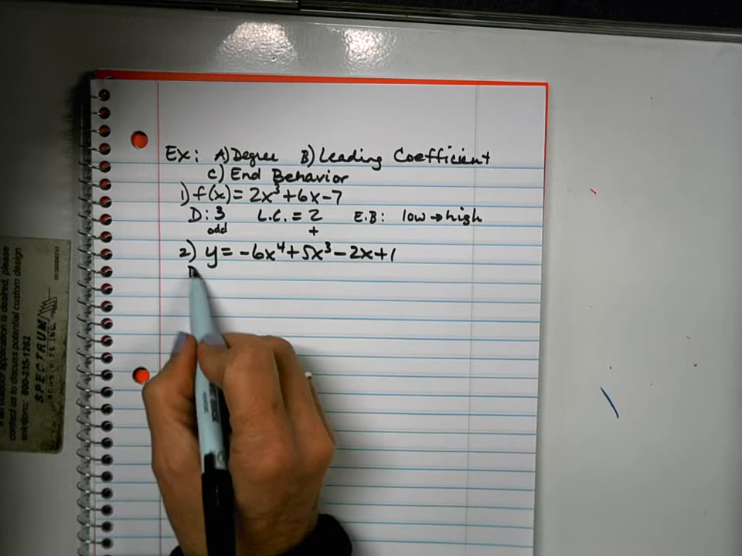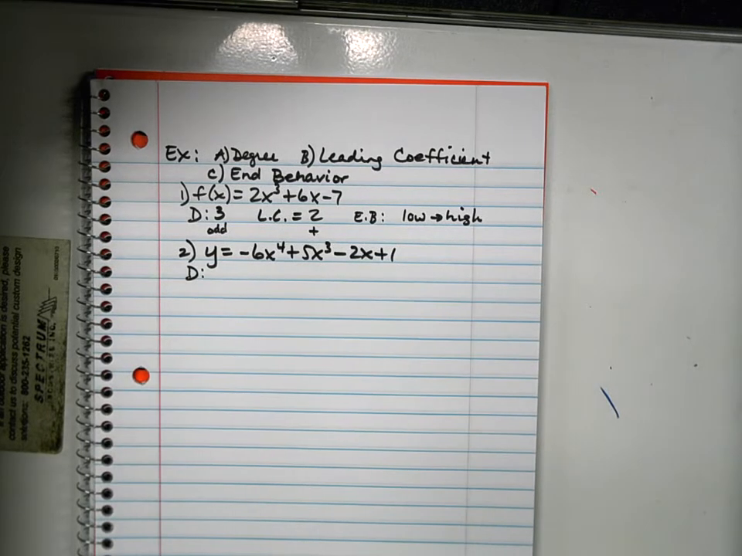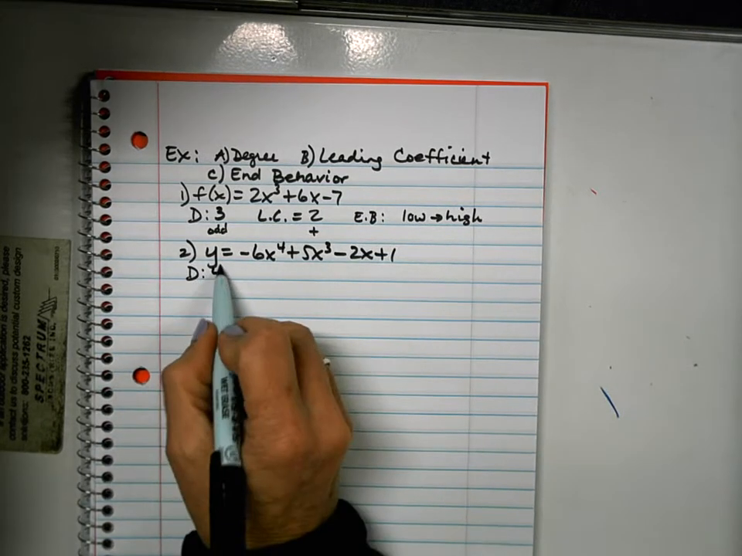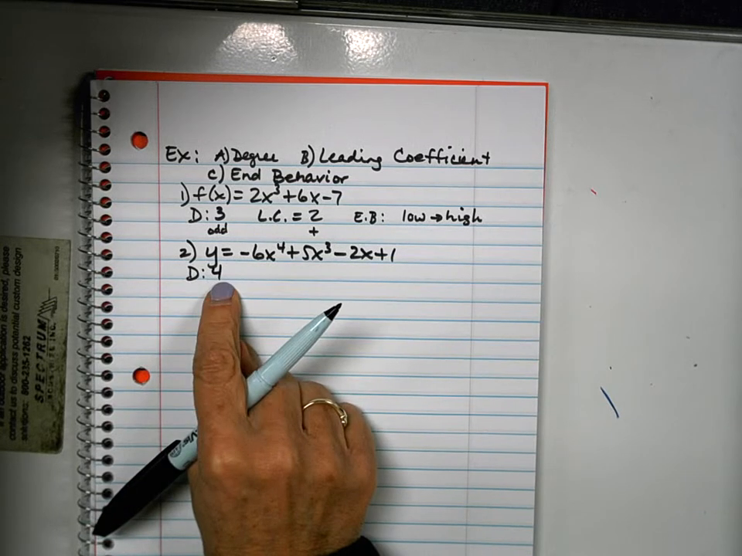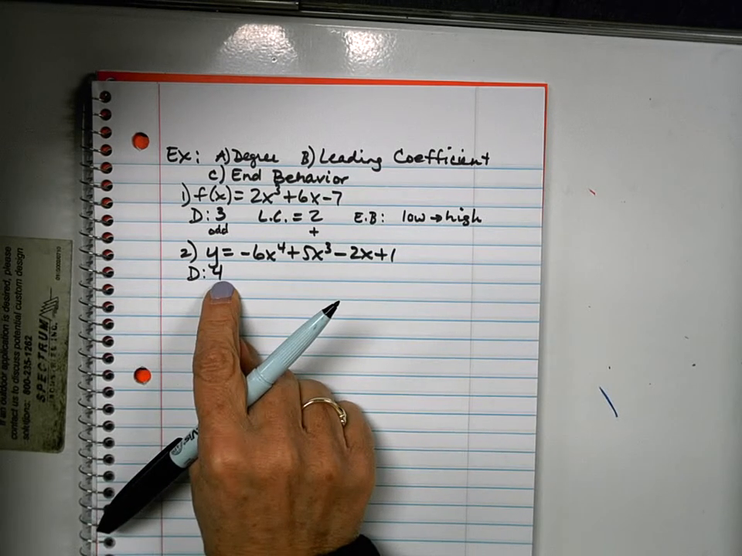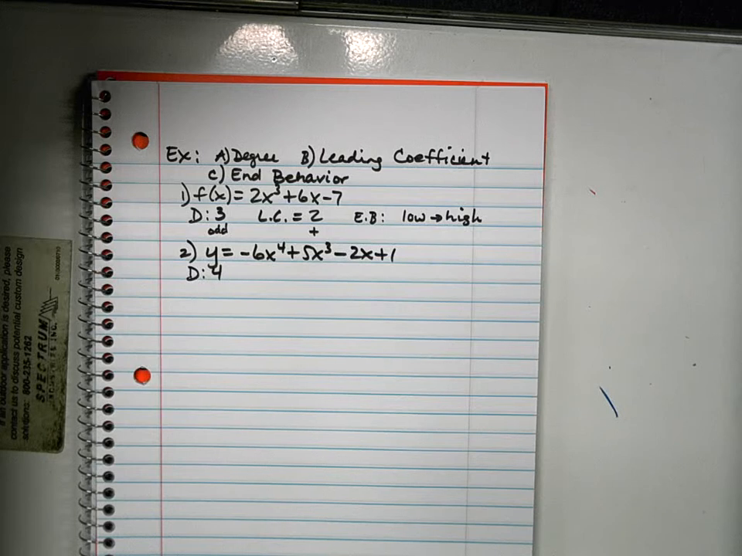What's the degree? What's the biggest power? 4. Okay, am I thinking odd even or positive negative? Odd even. That's even, right? And then I know even does the same thing. It's even. It goes high, high, or it goes low, low.